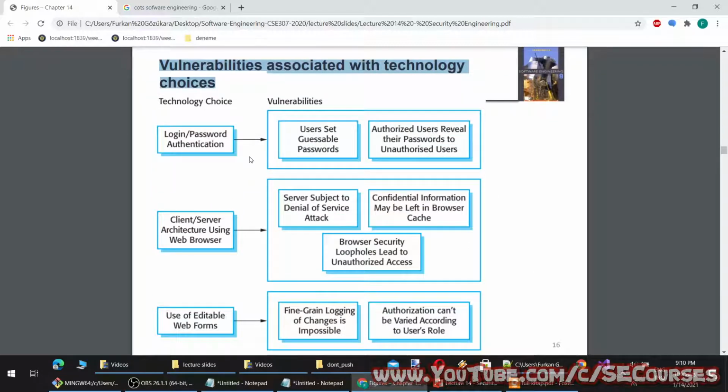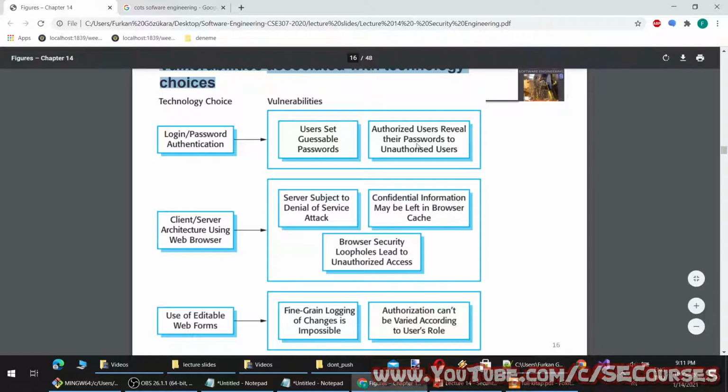Vulnerabilities associated with technology choices. So the technology choice: login password authentication. We could also choose biometric authentication, but we have preferred login password authentication. And what vulnerabilities are there? Users set guessable passwords, as I mentioned a little bit ago. Authorized users reveal their passwords to unauthorized users. This is another key case.